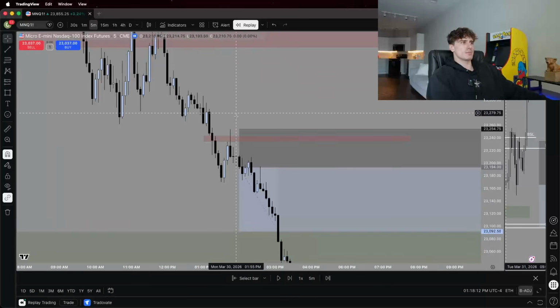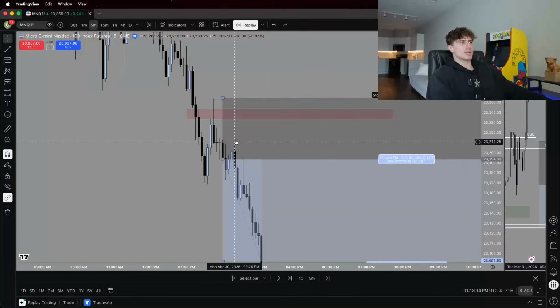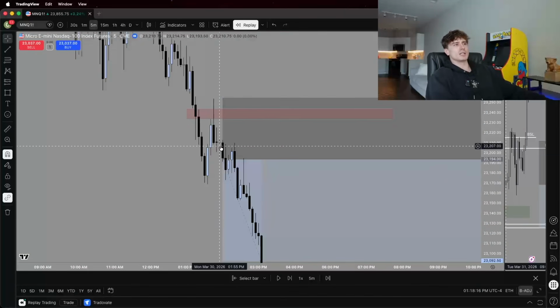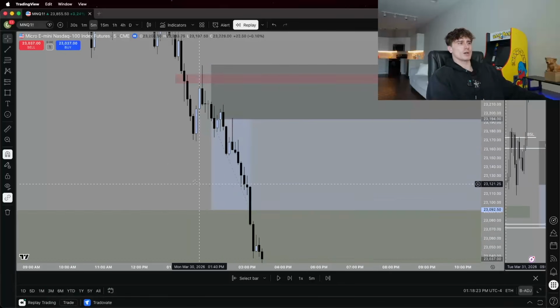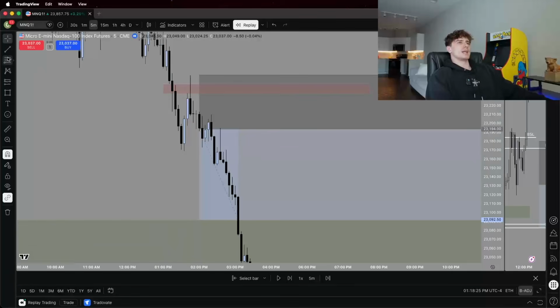And so price comes up into this 15-minute gap. We get this 5-minute close. I wanted to see a little bit more confirmation. And once we got this 5-minute close, I was very, very convinced that price wanted to go take out this daily gap. And the mistake I made on this trade, this was my break-even point.